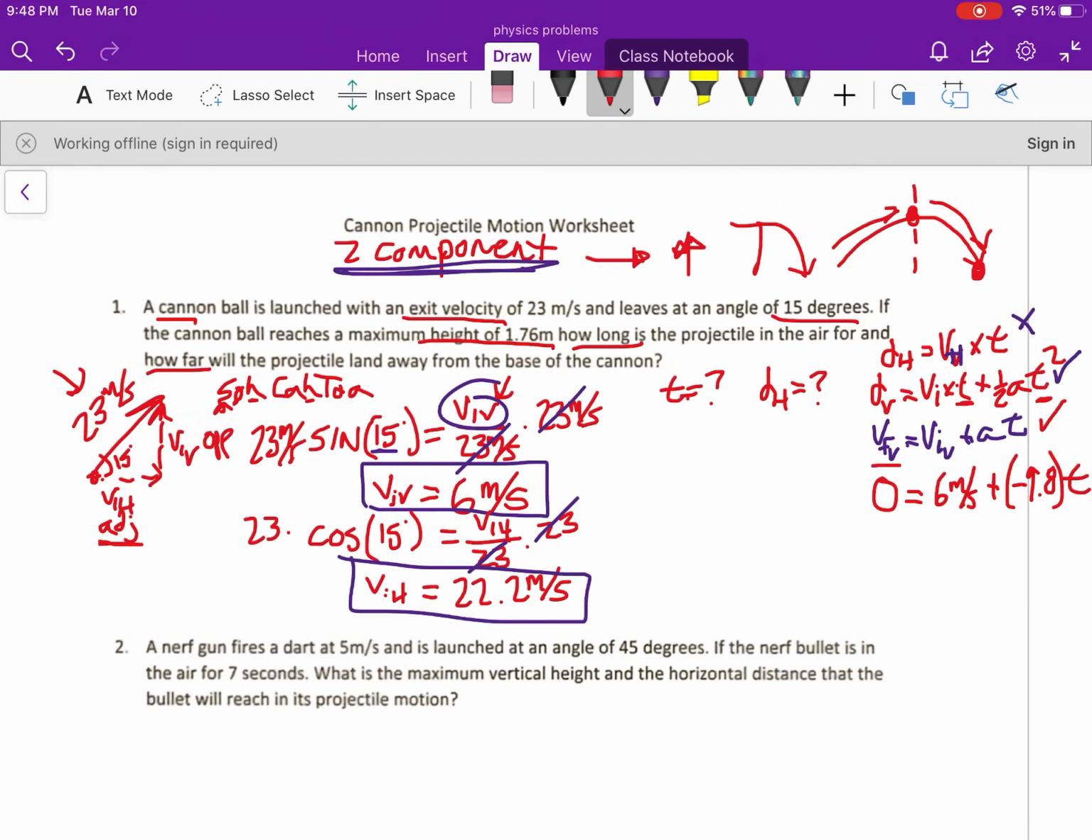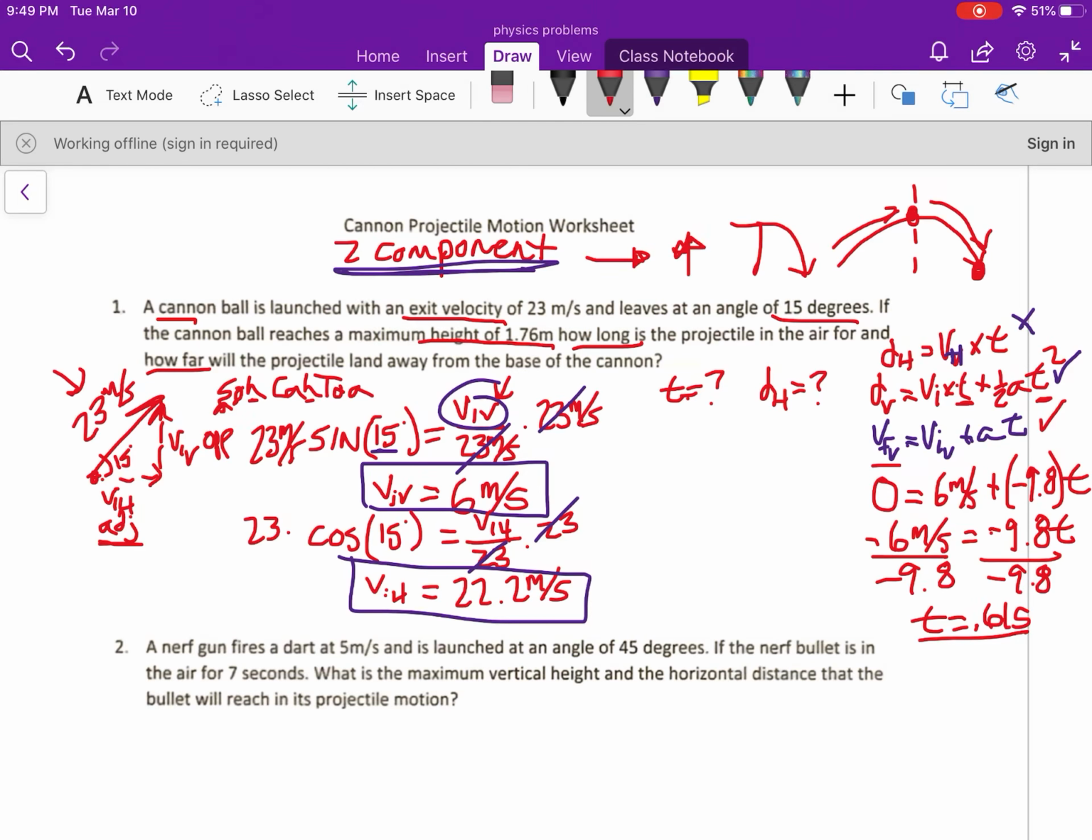So I can rewrite this to solve for time. First step I'm going to do is subtract 6 from both sides. So I get negative 6 equals negative 9.8 times time. And then I can divide both sides by negative 9.8. And when I do that, the time that I get is going to be negative 6 divided by negative 9.8. It should get us a positive answer. Whoops, I multiplied mine. Divided by negative 9.8. Should get us a positive 0.61 seconds. Now we need to stop and we need to think.